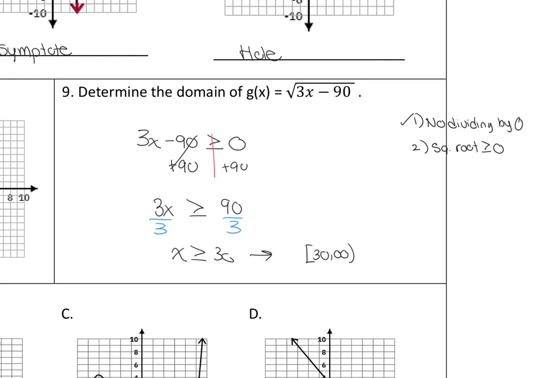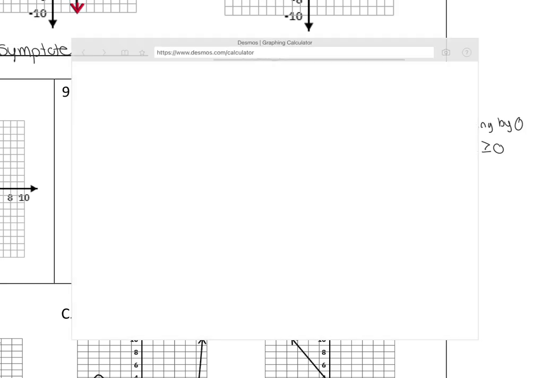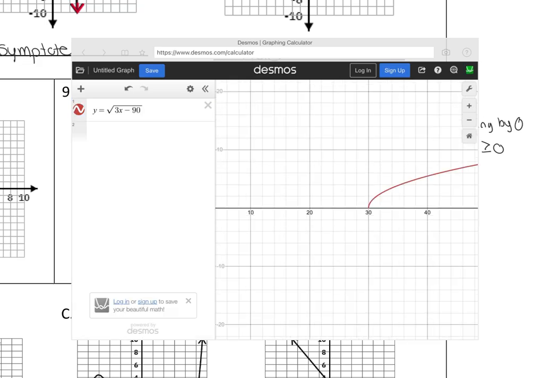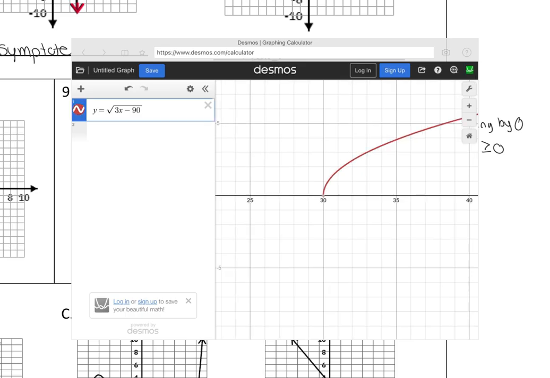You also could graph it. So let me show you in Desmos. So you could type y equals square root of 3x minus 90. And I'm going to have to pinch and zoom out because you can see my graph starts here, right there at 30, and goes to the right, which is bigger.